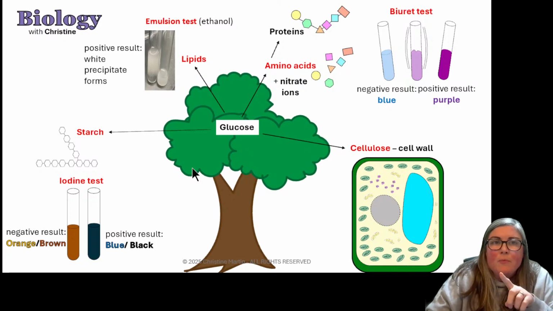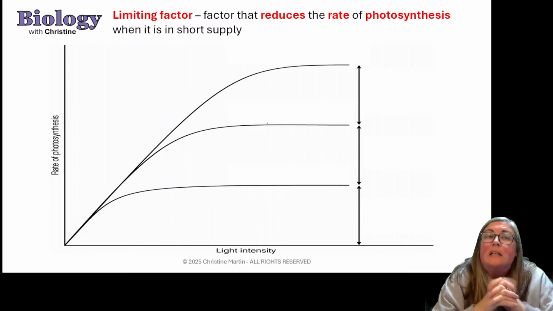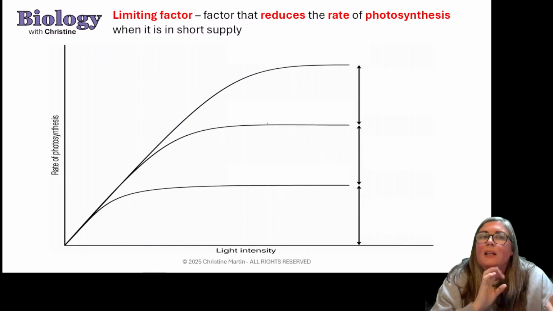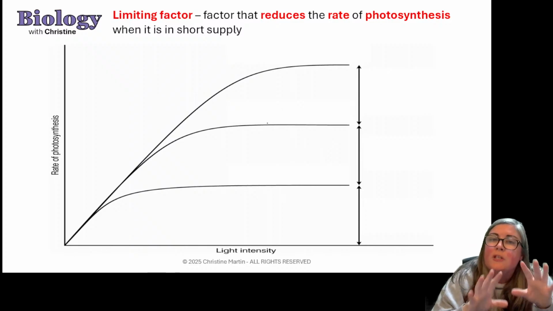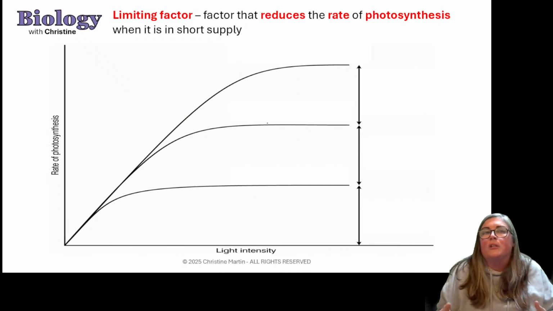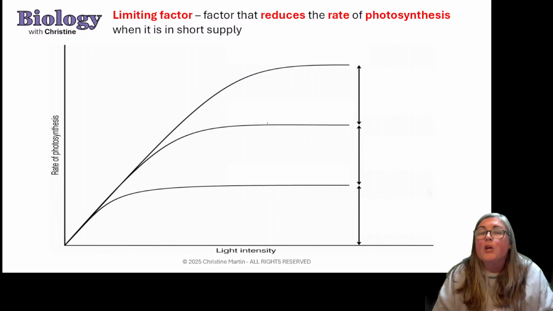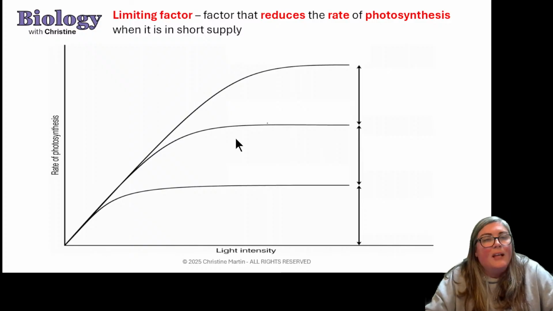Okay, I want to keep going because I've got probably about another 15 minutes that I can do for you guys. So, limiting factors. A limiting factor is going to reduce the rate of, whether that's photosynthesis or any chemical reaction, the rate of that reaction. In this case, we're looking at photosynthesis. So if I have a graph, and they love either to get you to draw a graph or to interpret a graph.